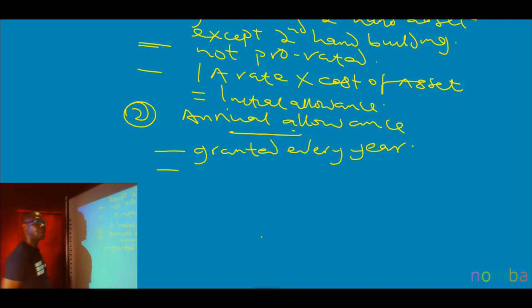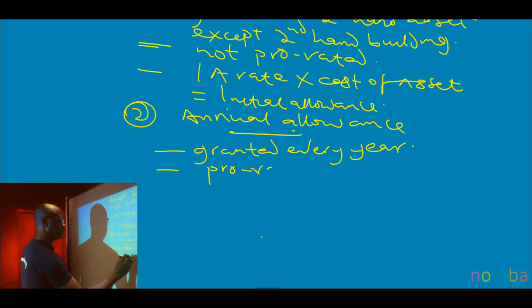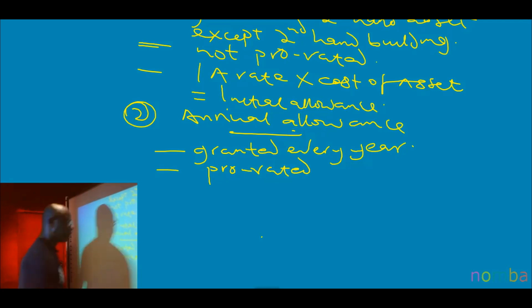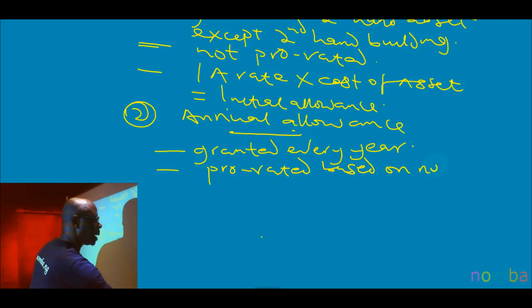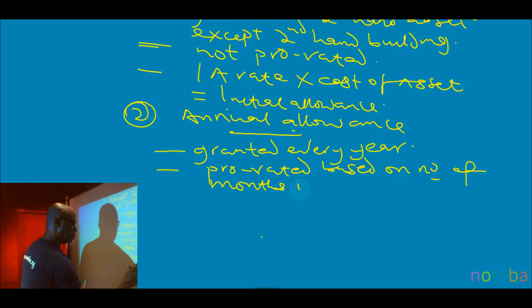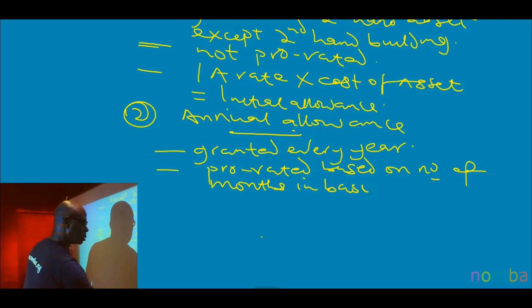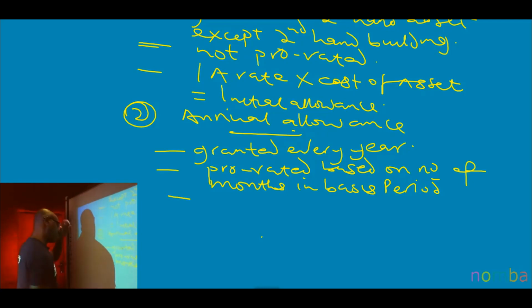2, annual allowance is prorated based on the number of months in the basis period. Is that okay? And not on the period of use or date of purchase. Let's go. What else do we need to know about annual allowance?